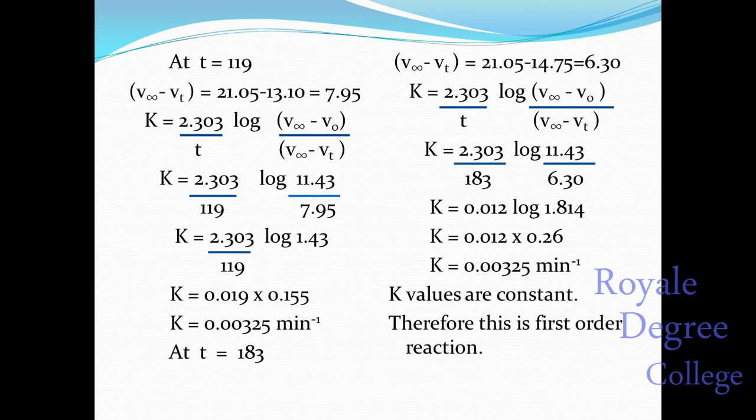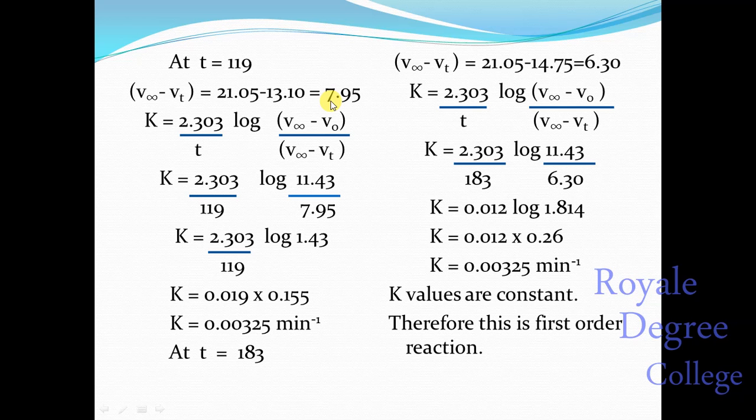Next, here the time we are taking is 119 minutes. So the volume at infinity minus volume at the time. At which time are we taking the volume? At 119, isn't it? What will be the volume that we are writing? At the time 119, the volume of NaOH is 13.10, isn't it? So if we subtract these values, you will get 7.95.